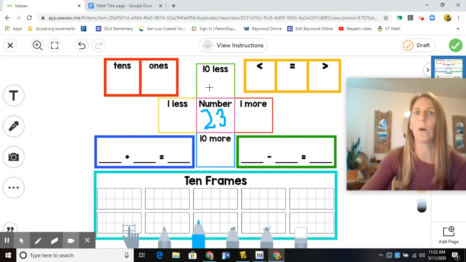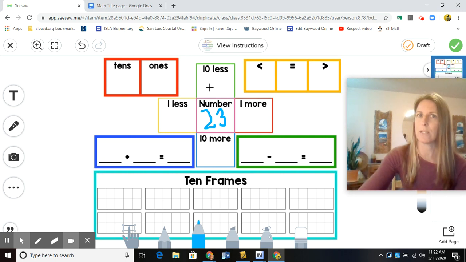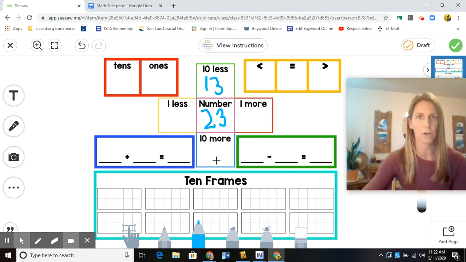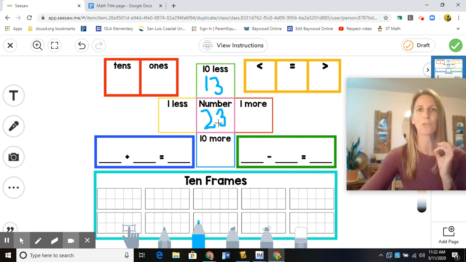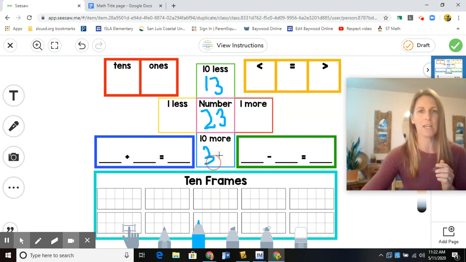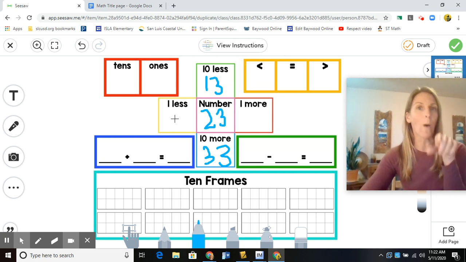Jumping up on a 120 chart makes the number get smaller by 10. So what's 10 less than 23? Shout it out. 10 less than 23 is, that's right, 13. Then down here, jumping down on the 120 chart makes the number get bigger by 10. So what number is 10 more than 23? Oh yeah, 33. You got it. Okay, then you will be doing 1 less and 1 more as well.